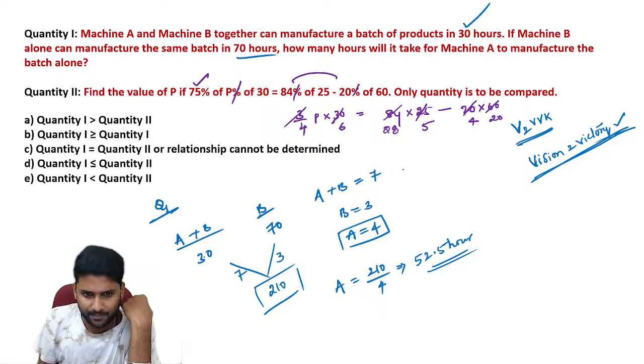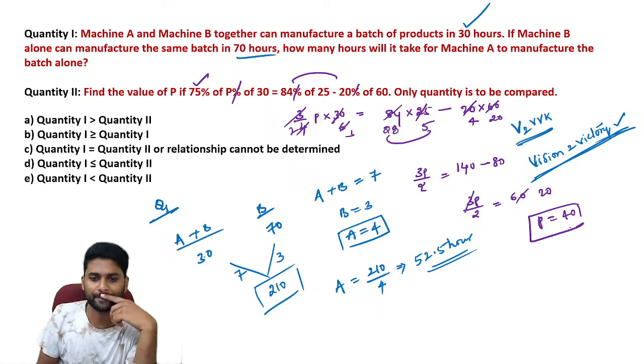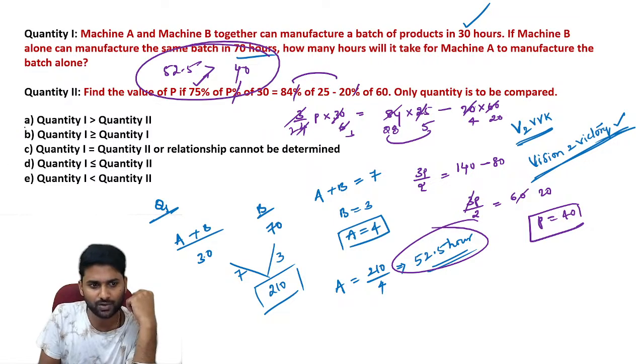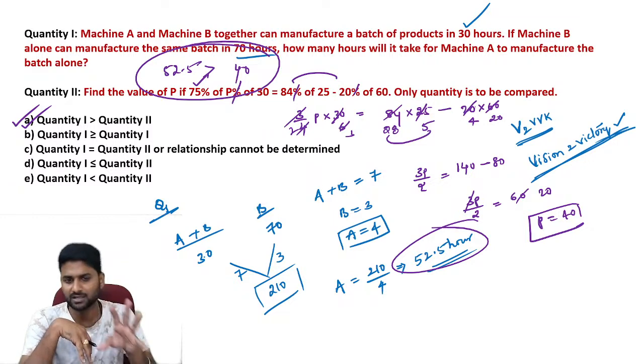Now finally, we have 2 times 3 times 3p by 2 is equal to 28 into 5 is 140, minus 4 into 20 is 80. Now 3p by 2 is equal to exactly 60. This is 20, then p value is equal to 40. You got p is equal to 40. Now here A value is 52.5, and the other value is 40. So we can conclude that quantity 1 is always greater than quantity 2. So that's the relation you will get.